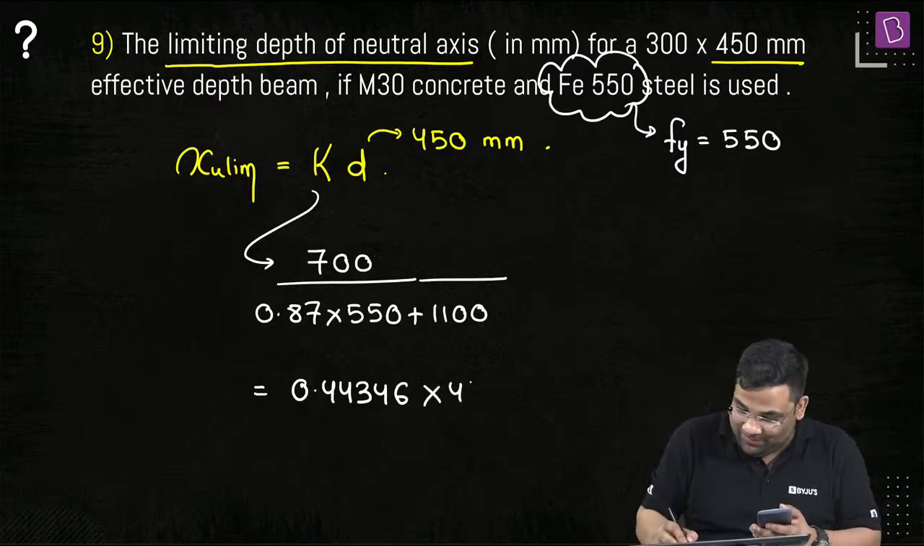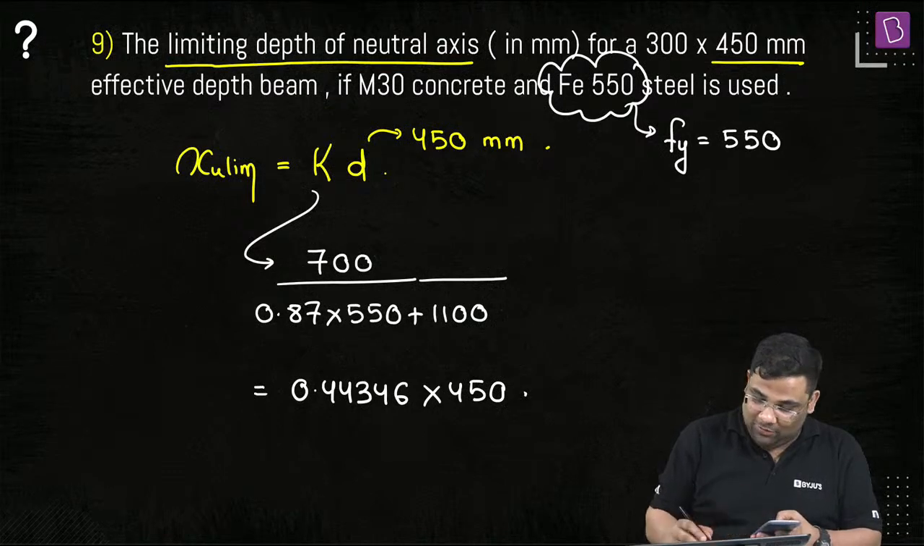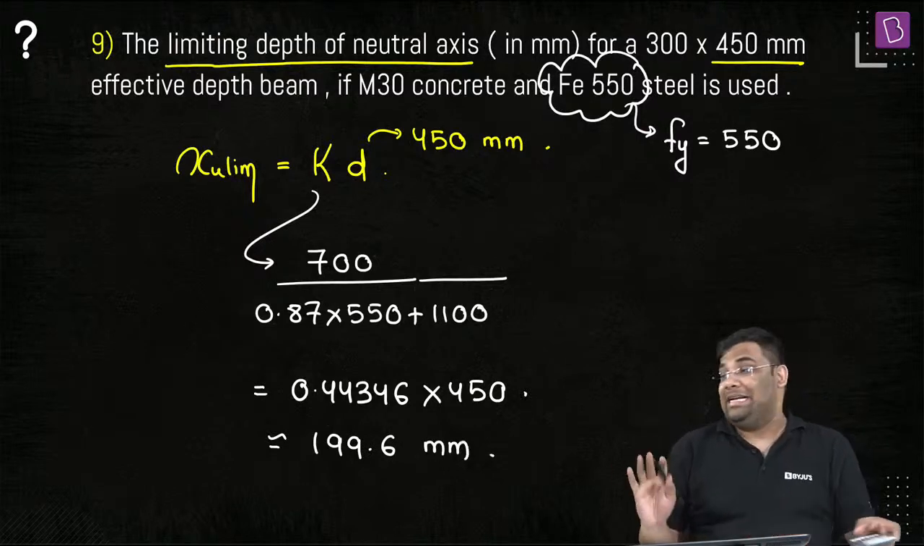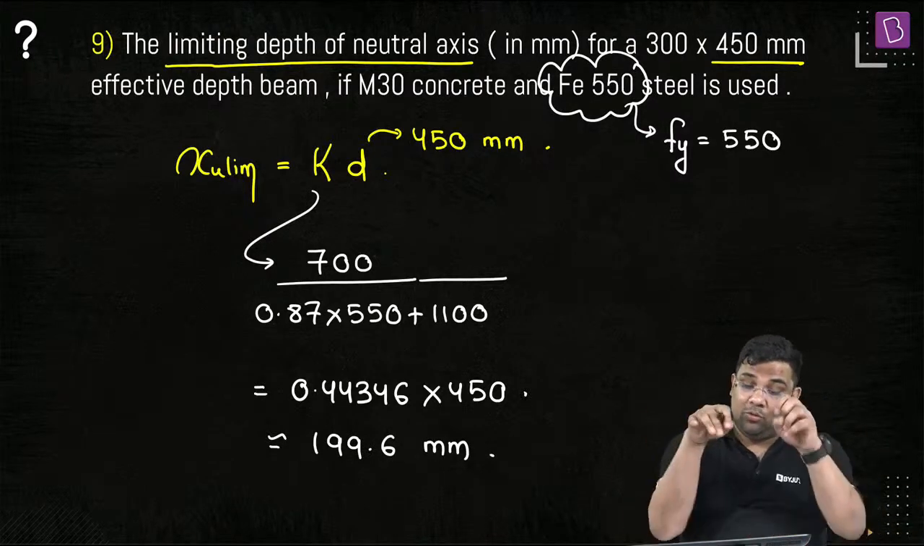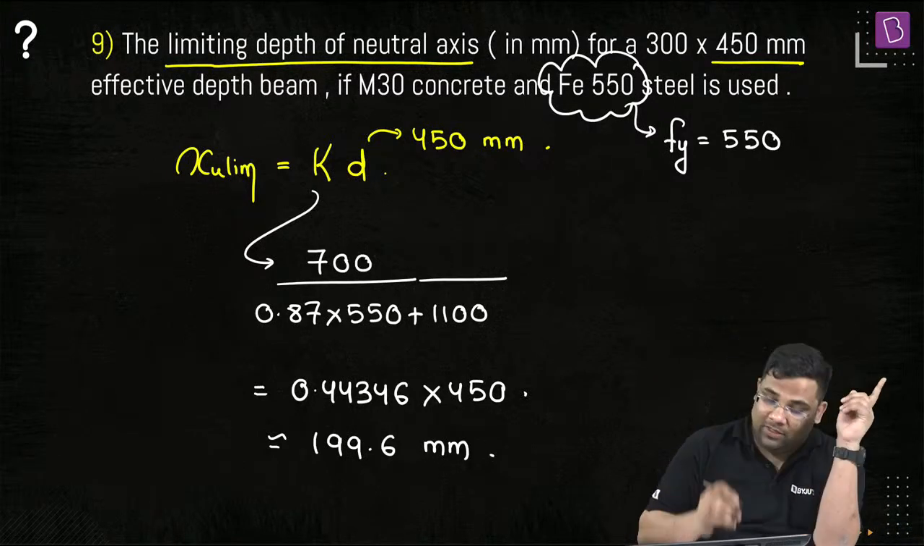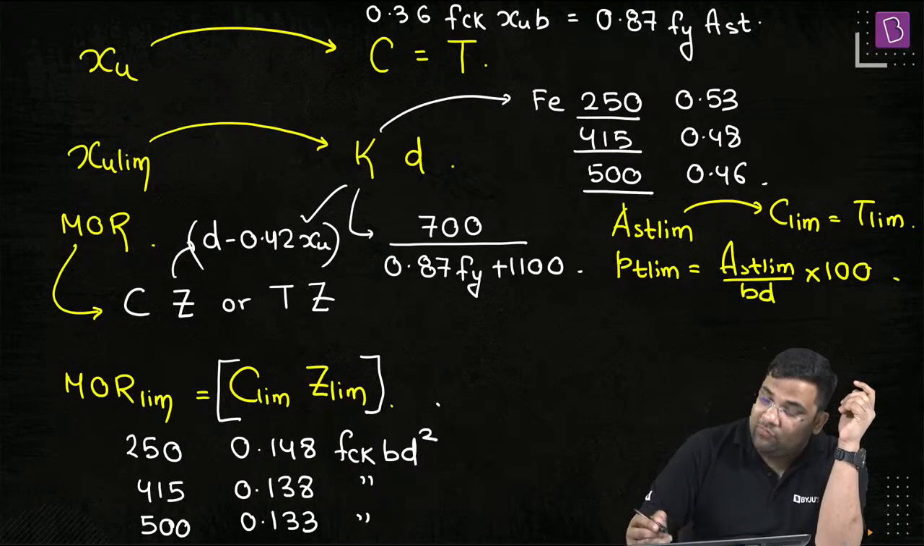Into D is 450, right? So if you multiply this, you're getting almost how much? You're getting almost 199.6 mm. So, the value of K, you remembered for what? You remembered for this T-Steel, right? For Fe250, for 415, for 500.